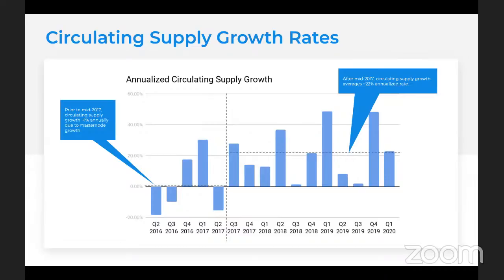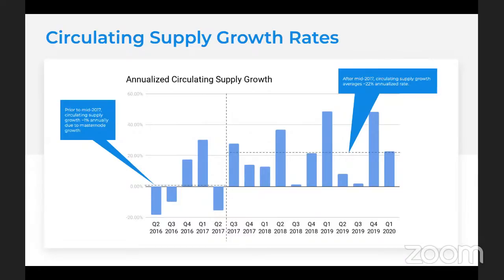And during that time frame, Dash's price was outperforming the rest of the market. And it makes sense. If there's demand for the coin and it is becoming scarcer on the market, it makes sense that the price would appreciate.